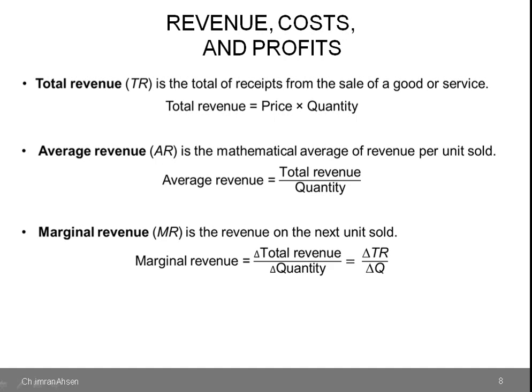Marginal revenues, the revenue on the next unit sold. There is a change in total revenues by selling one extra unit. That change is called marginal revenues. Marginal revenues is equal to change in total revenue divided by change in quantity.